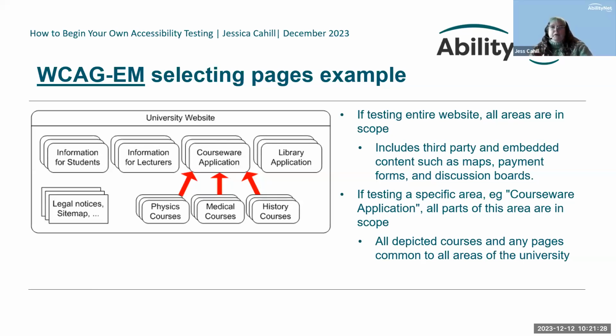If you're testing a specific area, such as the courseware application, the learning management system, then all parts of that area are likely to be in scope, for example. Yeah, so anyway, you've got a lot to think about. It's a good idea to try and break it down in a sensible way, and then just make sure you include representative content from each of those areas.